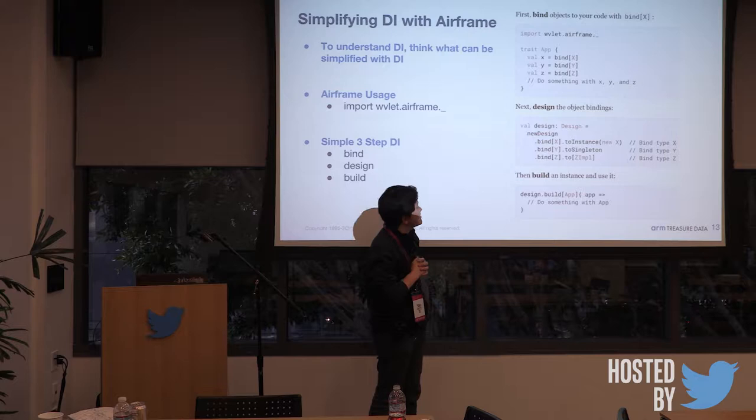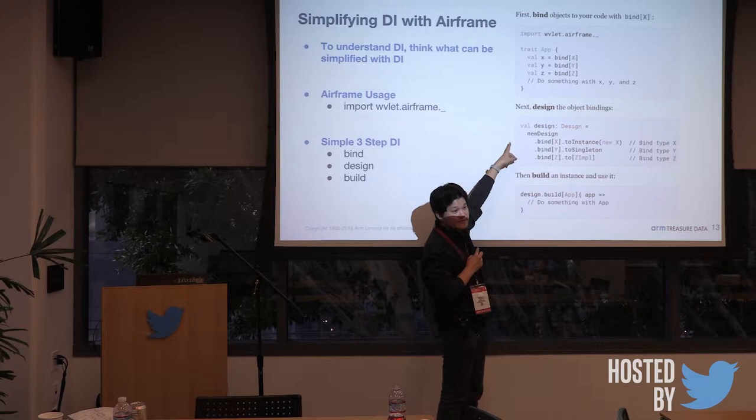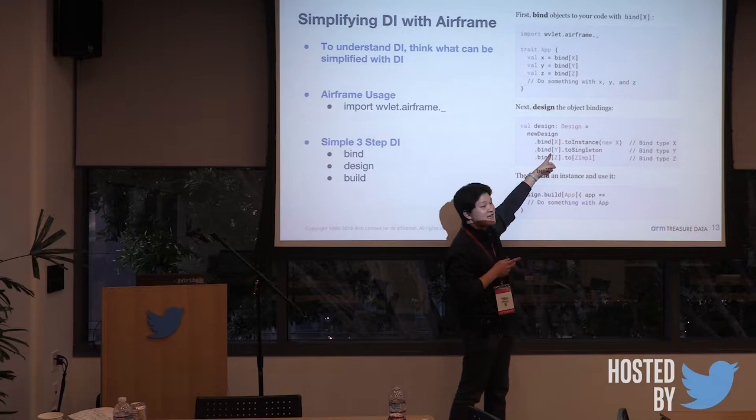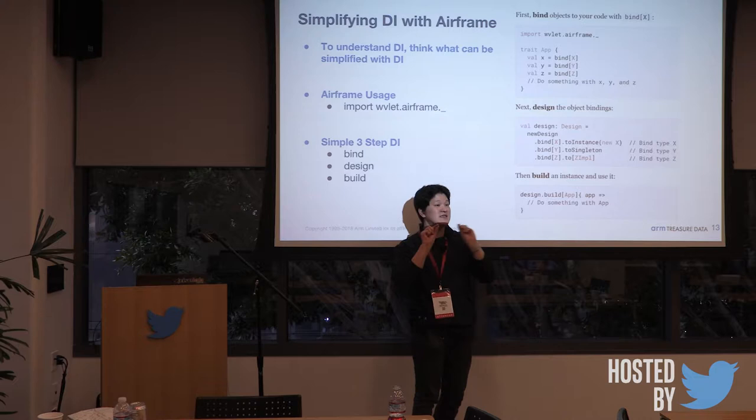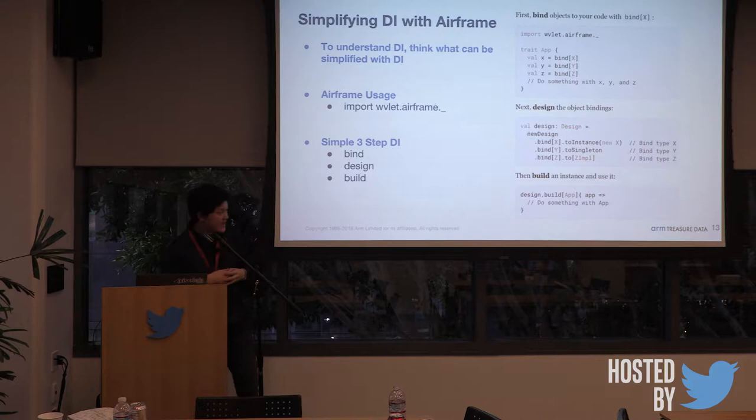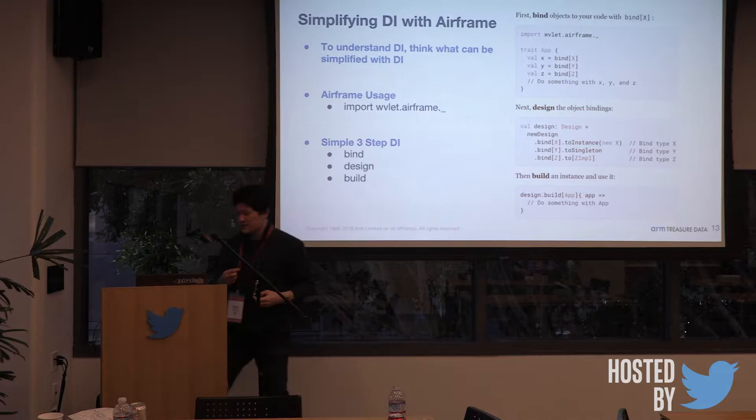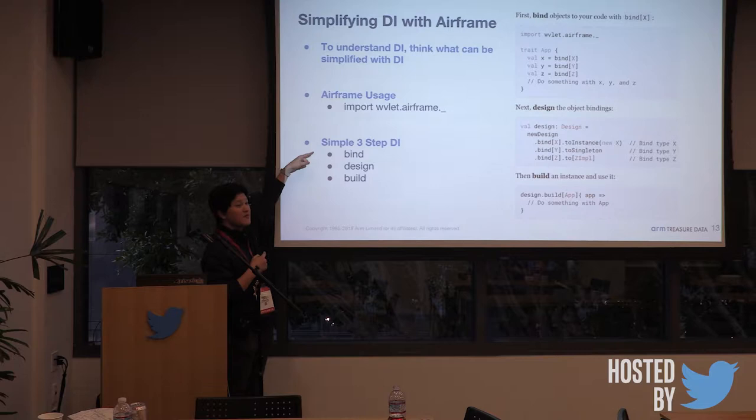To change the actual implementation, you can define a design. For example, if you want to specify the concrete instance of X, you can use bind X to instance something. If you want to make Y a singleton, you can just specify toSingleton. If you want to switch the implementation of Z, you can specify that like that. Then what you need to do is build a concrete instance of the application from the design, using design.build. So that's it. You only need to learn three steps: bind, design, and build. That's all.